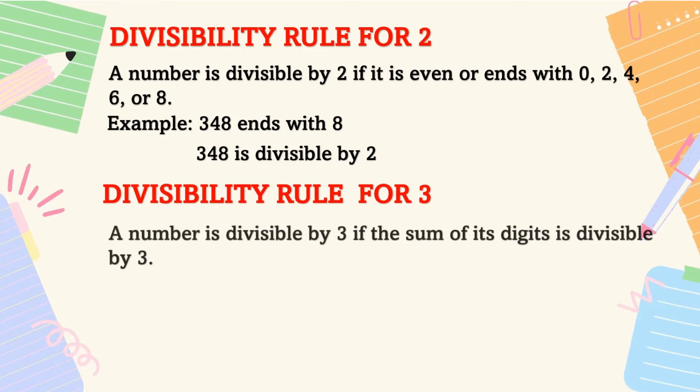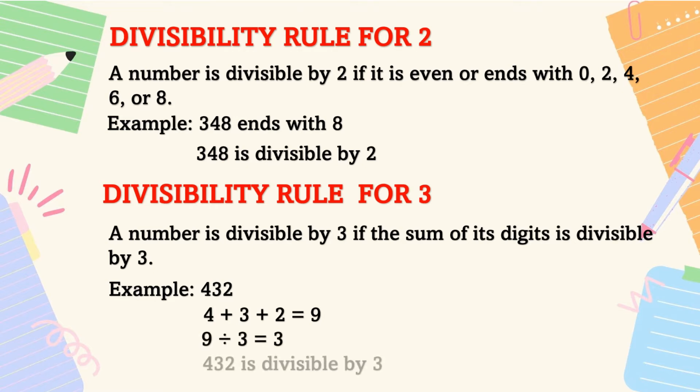A number is divisible by 3 if the sum of its digits is divisible by 3. For example, 432. Now, we're going to add the digits: 4 plus 3 plus 2 is equal to 9. Now, let's find out if 9 is divisible by 3. 9 divided by 3 is equal to 3. Therefore, 432 is divisible by 3.